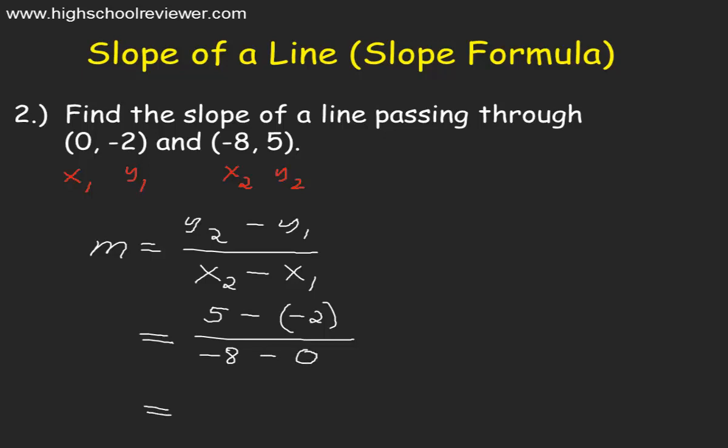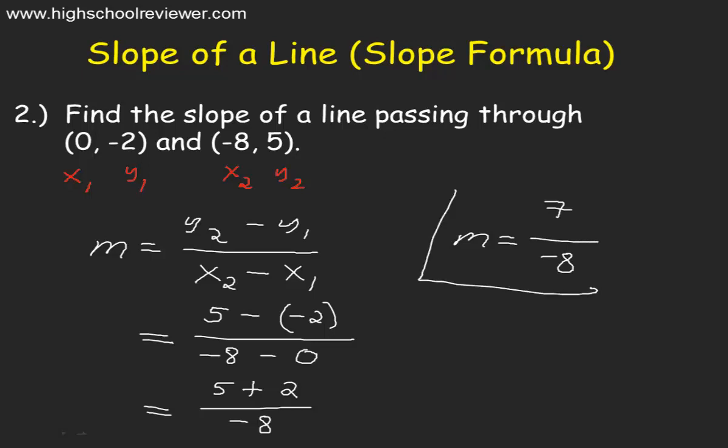So this will be 5 minus times negative, that will be positive now. So 5 plus 2 all over negative 8 minus 0, that is negative 8. So our slope now will be positive 7 all over negative 8. So our slope for our second problem is positive 7 all over negative 8.